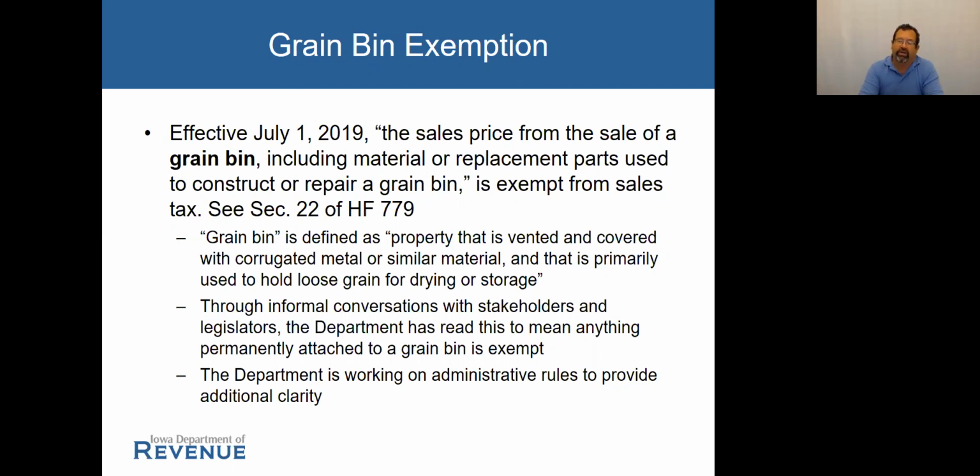Through informal conversations with stakeholders and legislators, the department has read this to mean that anything that is permanently attached to a grain bin would be exempt. The department is currently working on administrative rules to provide some additional clarity. Again, this only took effect July 1st this year. So stay tuned. We hope to have some additional guidance for you.